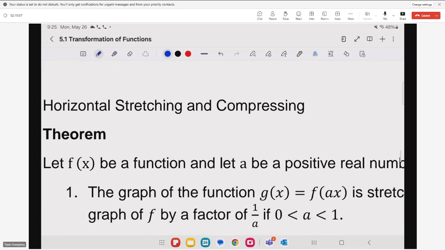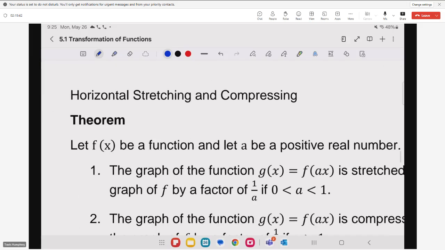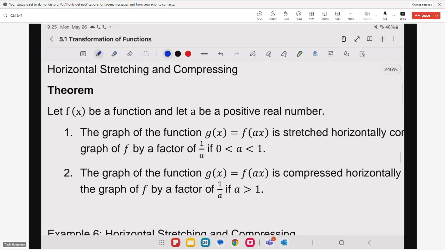All right, so the last transformation is horizontal stretching and compressing. We really don't do that in this class, but you can definitely look at the theorem, and it's kind of the same thing, but the multiple is inside the function. And it's kind of opposite. It stretches if it's between 0 and 1, in other words, that fraction, and it compresses if it's greater than 1 inside the function. But I'm not going to show examples of that for this class.